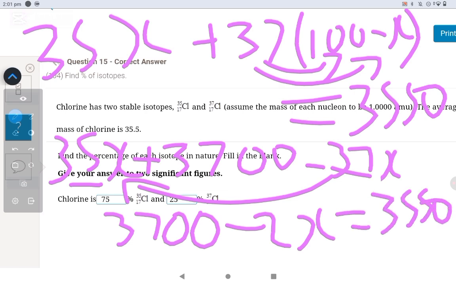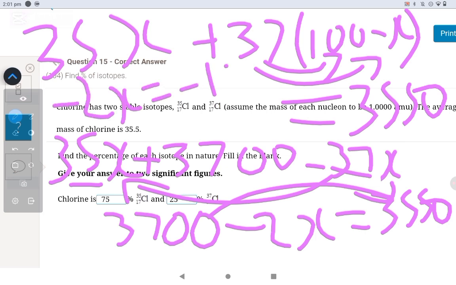And now you take it to the opposite side. 3550 minus 3,700 will give you negative 150. Since it's negative on both sides, negative 2x is equal to negative 150, so just cross out the negative. 2x is equal to 150, x is equal to 75. So the value of the first isotope is 75.